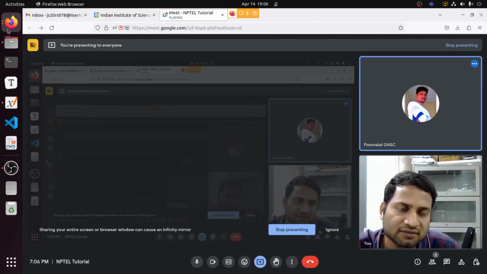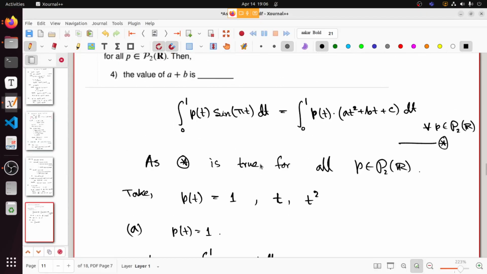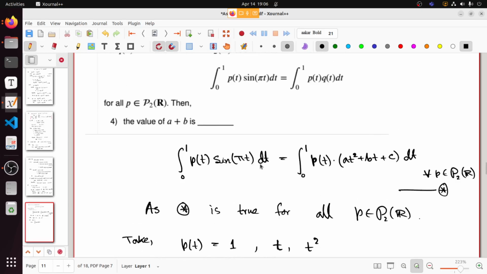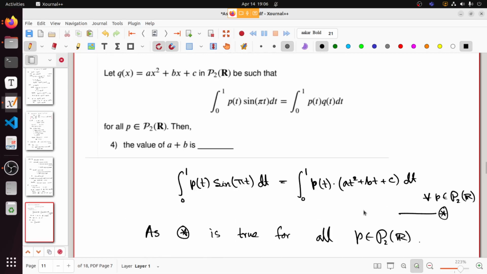Sir, I have a question. Yes. Why are we choosing p(t) as 1 and then t and then t square? Yeah, you can take any element. For the convenience I am taking 1, t and t square, because this holds for all polynomials. You can take some t plus t square or something, but the calculation will then be more difficult. Okay.